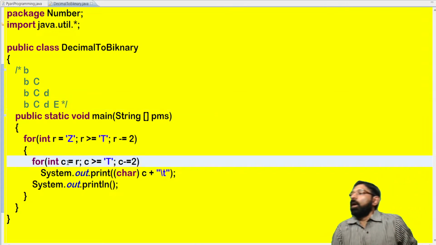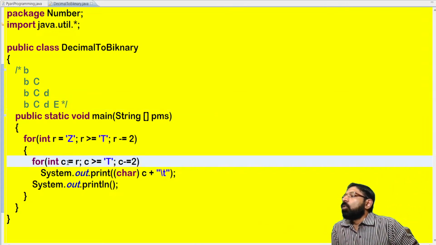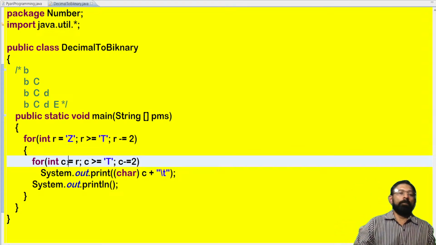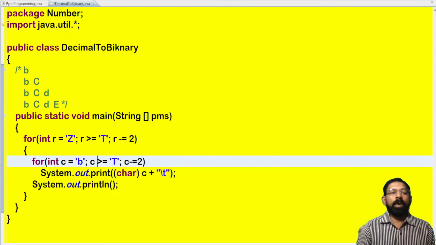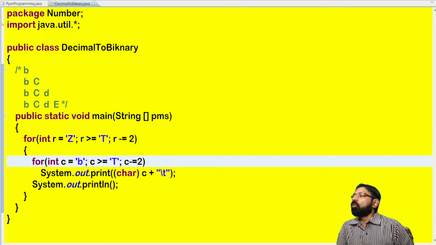Okay, let's start. int c is equal to b. Okay, int c is equal to b, given. Okay, next, c is less than or equal to, or greater than or equal to. Next part. Yes, c is equal to b.